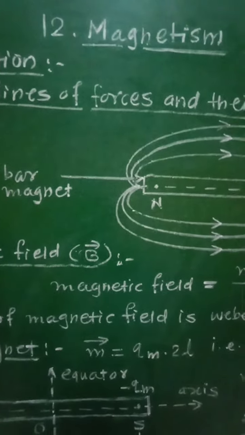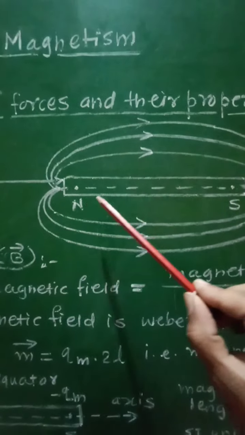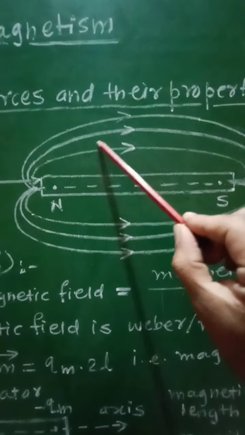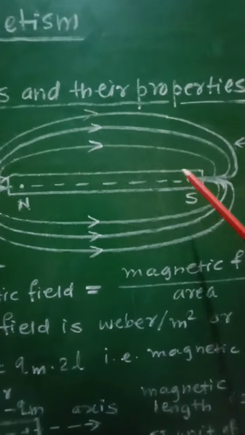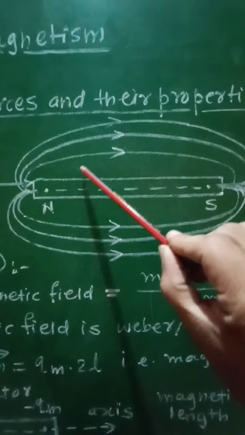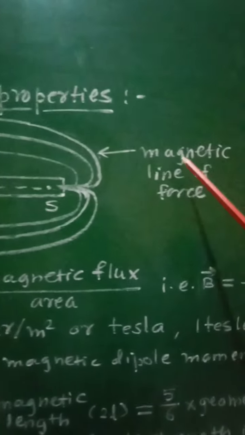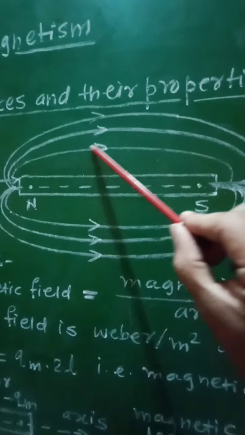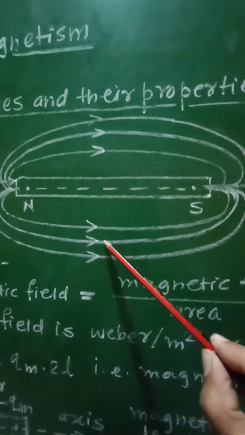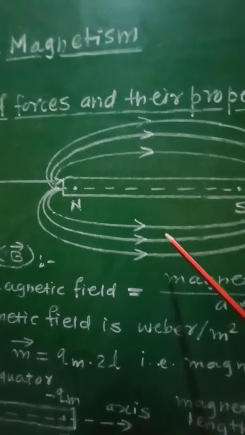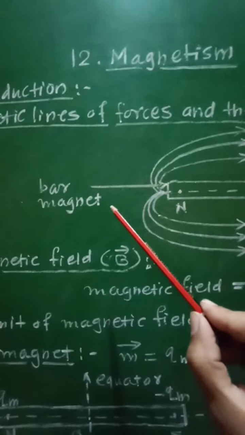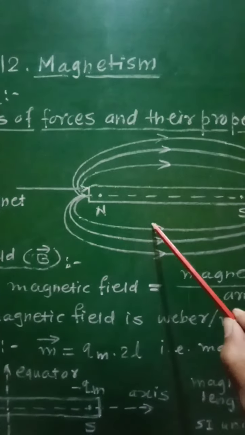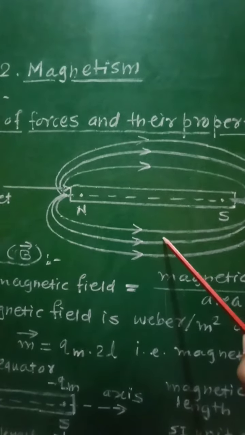So, for a bar magnet consisting of two poles N and S, these curves starting from the north pole and ending on the S pole will represent the magnetic lines of force. All these curves which are directed from N pole to S pole represent the magnetic lines of force, and therefore let us see the properties of these magnetic lines of force.